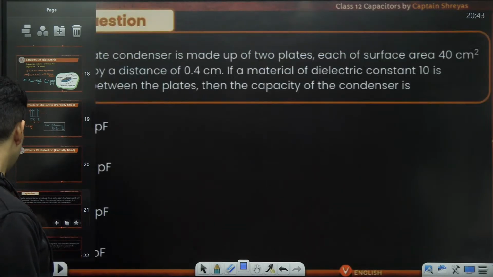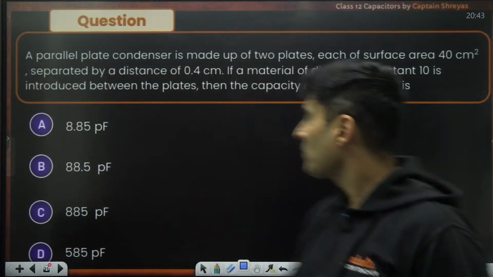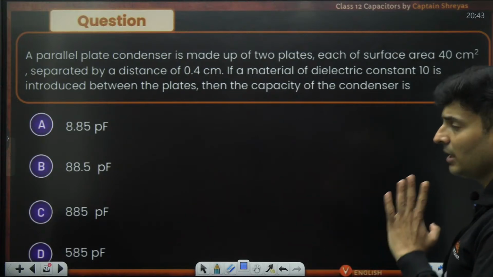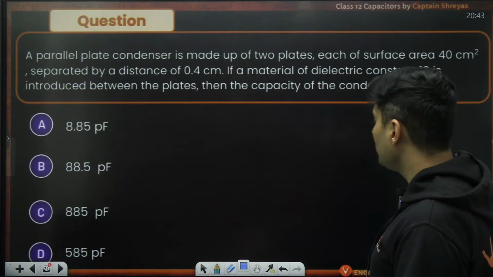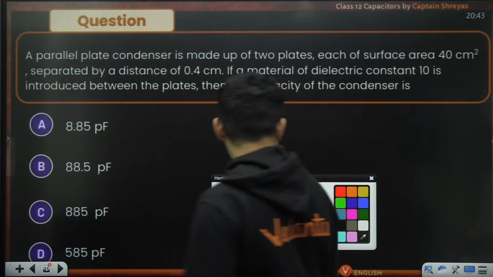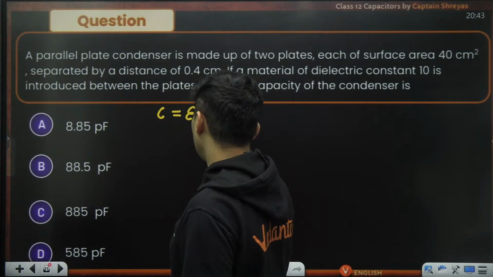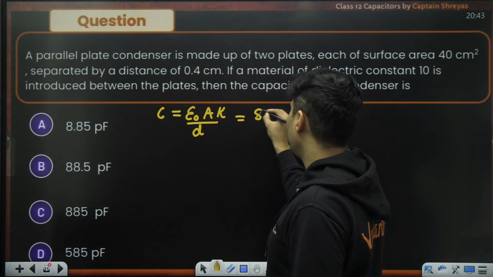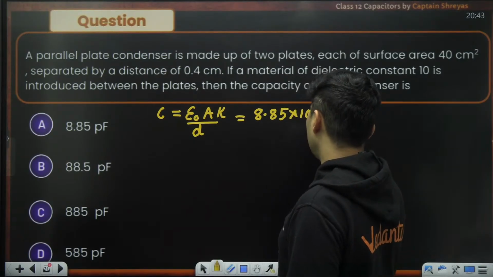Say for example, let's start with this first. There is a parallel plate capacitor. It is made of two plates, each of area 40, separated by 0.4. Dielectric constant of the material is 10. And what is the new capacitance of the capacitor? So the capacitance with the new medium will be K times epsilon naught A by D. Permittivity is nothing but 8.85 into 10 to the power minus 12.